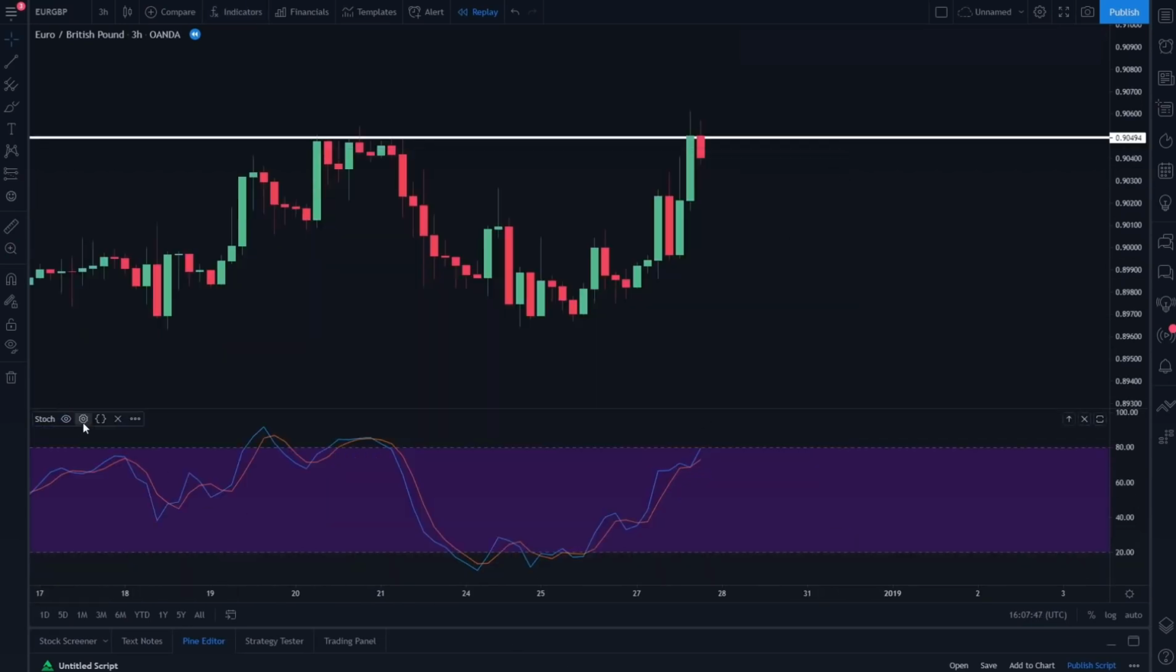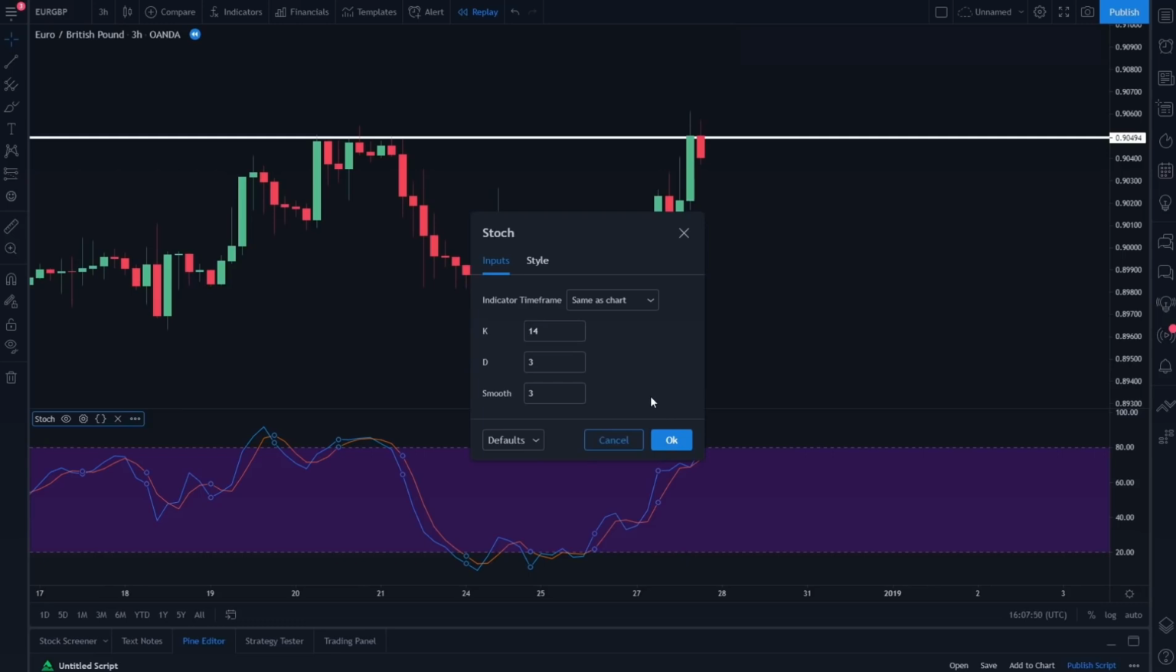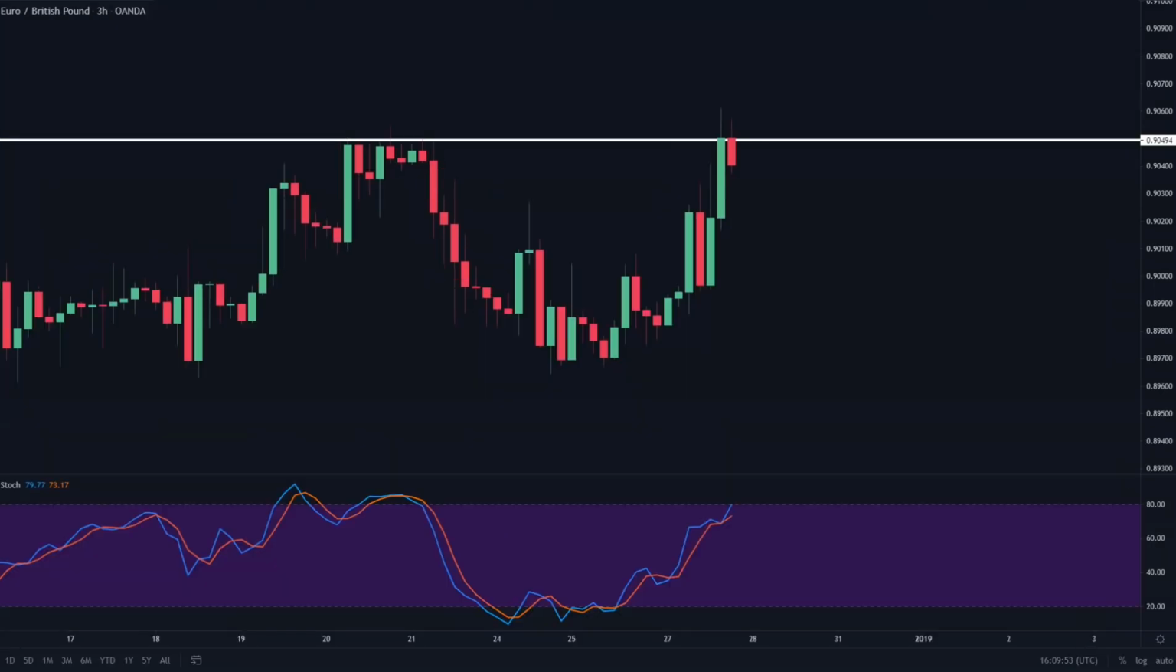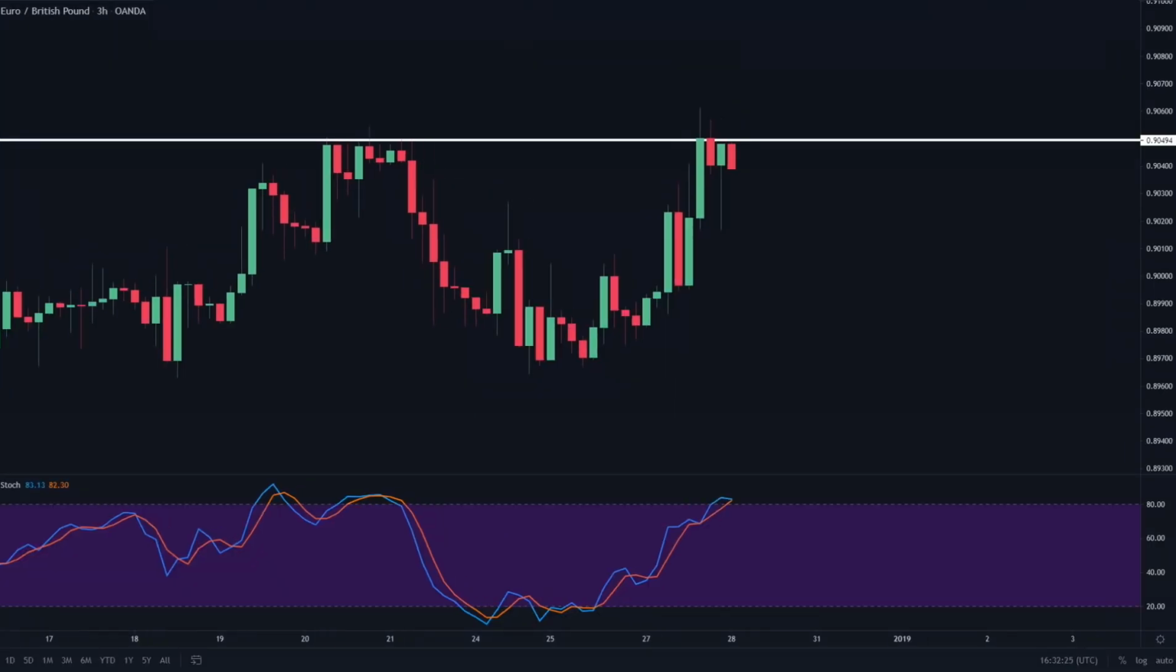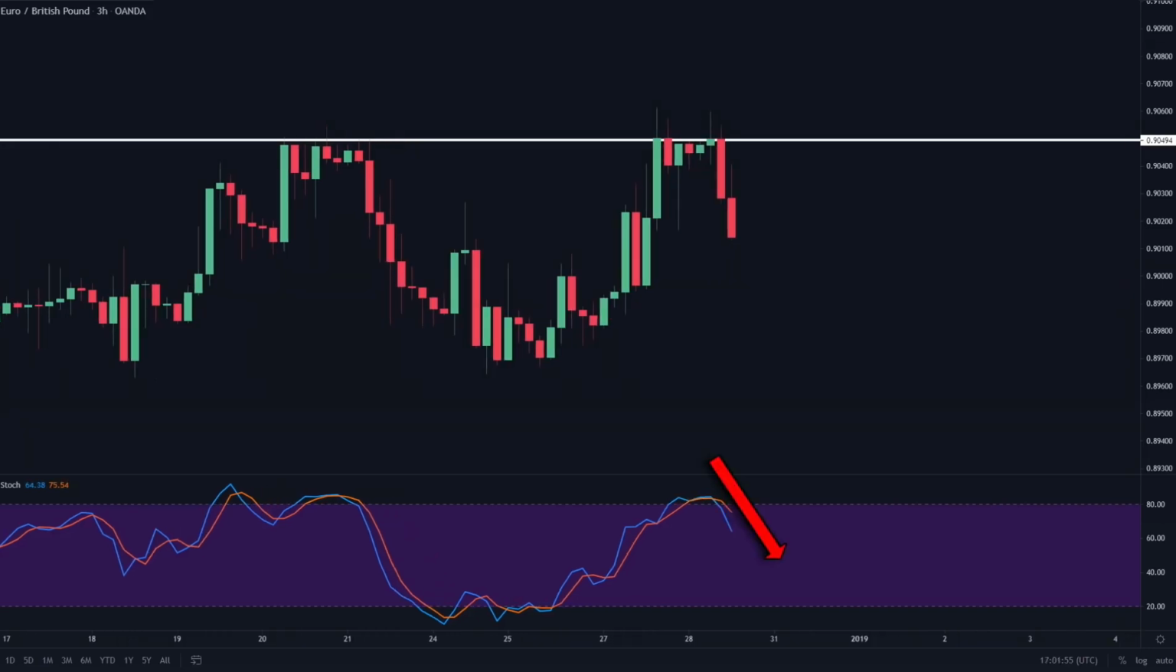For the settings, I like to leave it as it is and just use the default settings. So for this setup, what we want to look for is price touching the key level while the stochastic is displaying overbought or oversold, like in this example right here. But again, prices can still break right through even though the stochastic is at overbought. So to confirm that there's actual downward momentum at this area, you want to wait for the stochastic to cross below the overbought line again. And once this happens, you can take a short position.